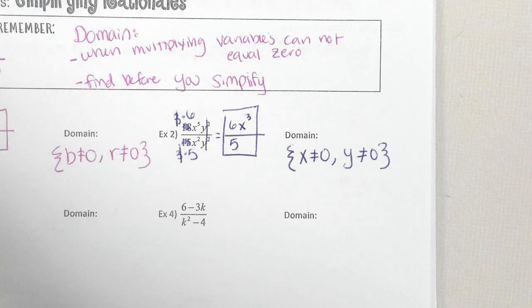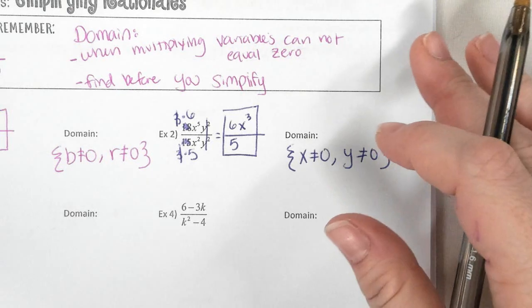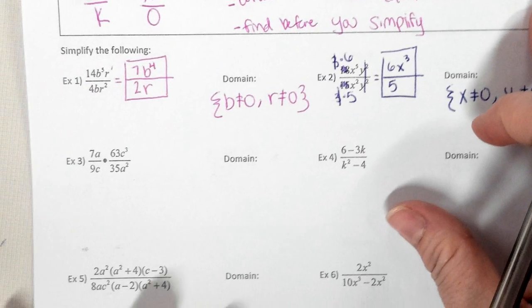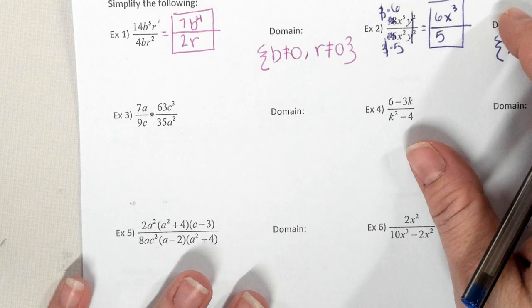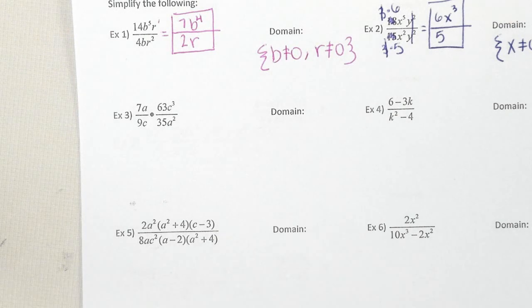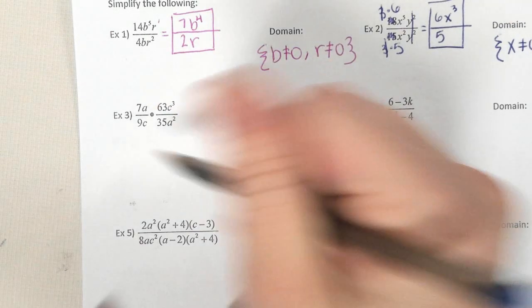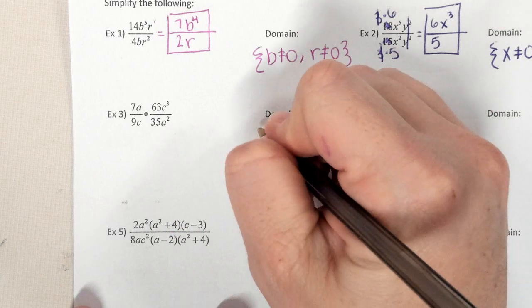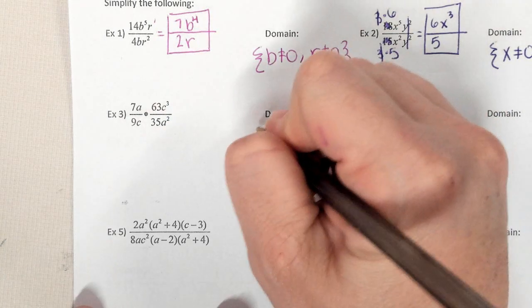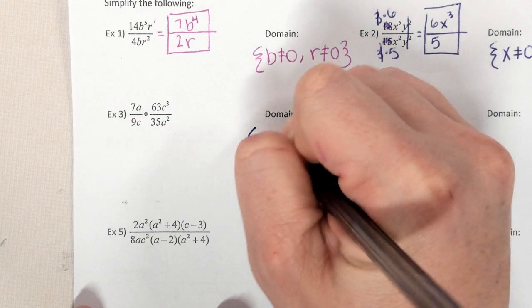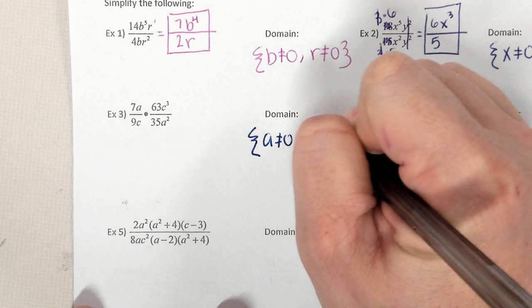Okay, so let's look at number 3. This one's a little different. It's still multiplying, but it's just separated. Let's find our domain really fast. We still have two letters, A and C. Everything's multiplying. So again, A cannot be 0. C cannot be 0. That's it.